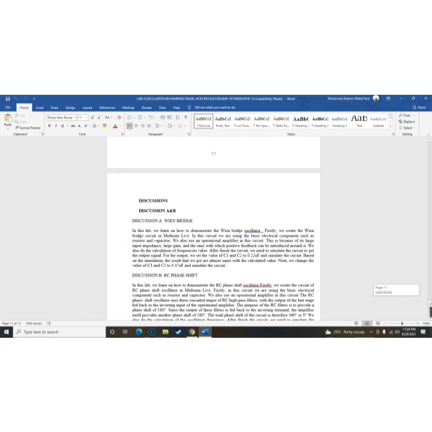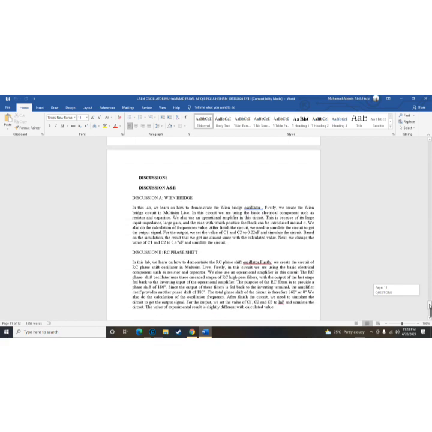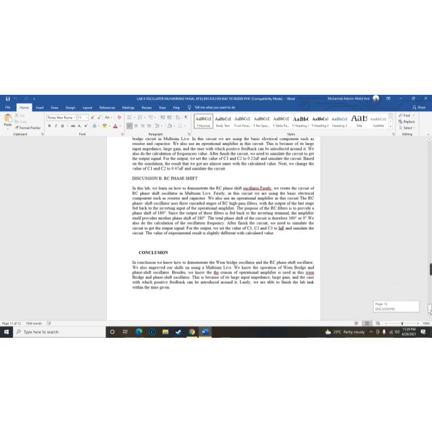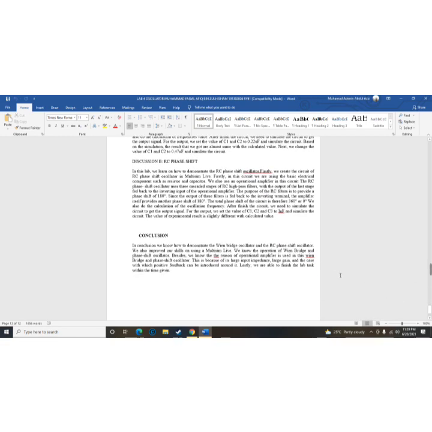Okay, now this is a discussion for the Wien bridge and also the RC phase shift. In conclusion, we know how to demonstrate the Wien bridge oscillator and then the RC phase shift oscillator.